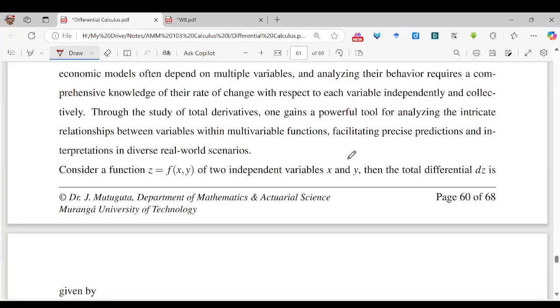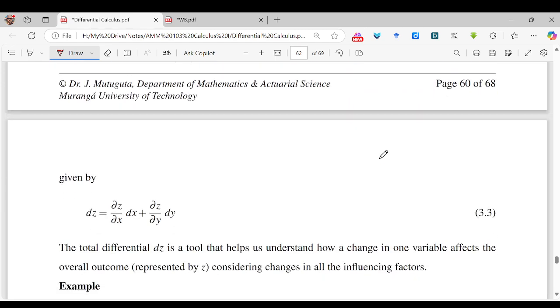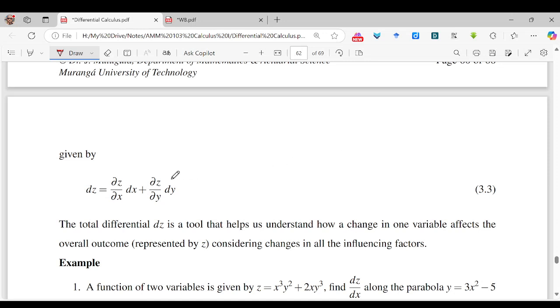So let's consider a function of two variables. z is a function of two variables, x and y. So here, x and y are independent variables. Then the total derivative dz is given as dz equals the partial derivative of z with respect to x times dx plus the partial derivative of z with respect to y times dy. So basically it's a sum of the partial derivatives.